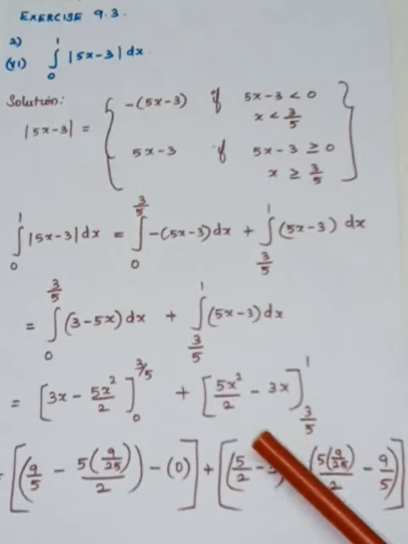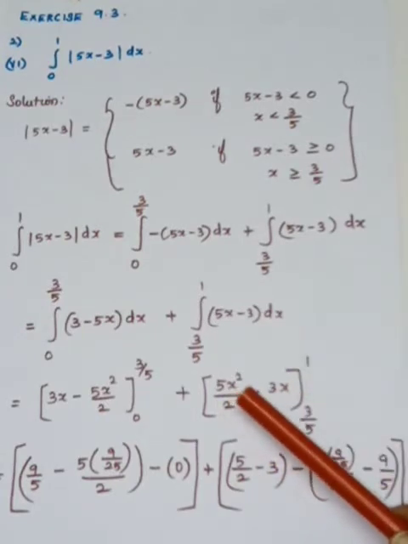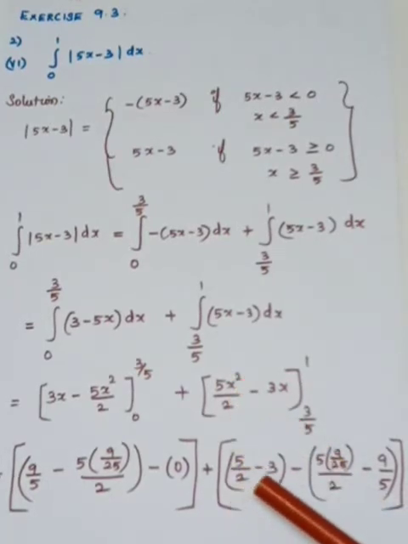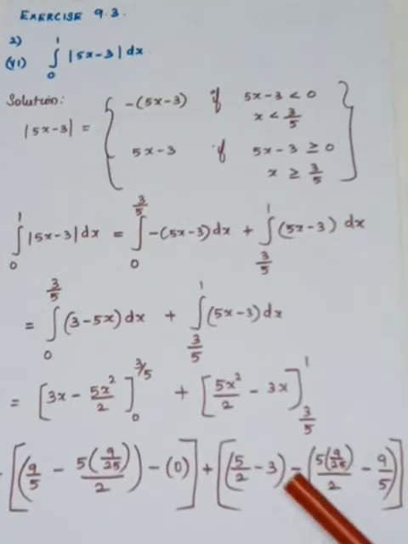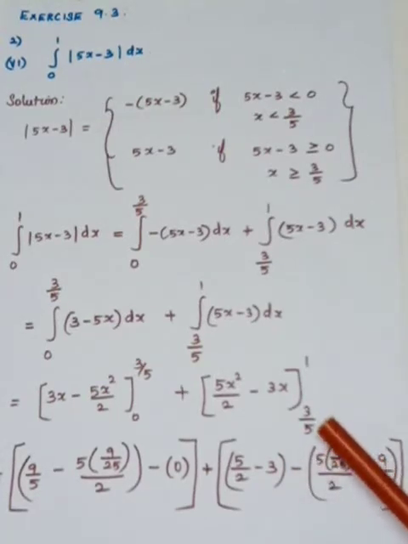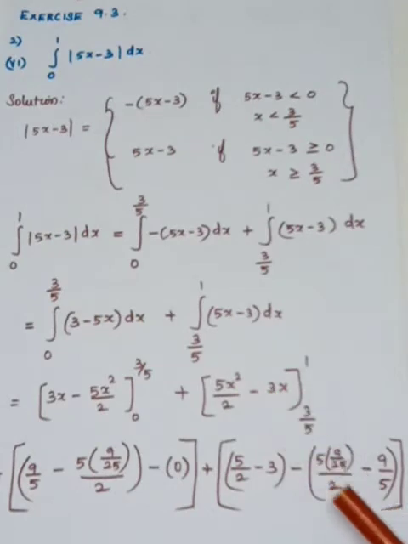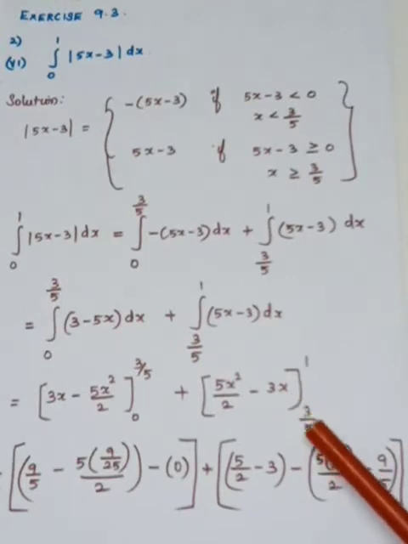Coming to the second term, the same way we have to apply the upper limit. Upper limit is 1. So in the place of x you have to substitute 1. So the first answer is 5 by 2 minus 3. Next you have to apply the lower limit. So before that you have to write minus. So first 3 by 5. When you apply here, it is 3 by 5 the whole square. That is 9 by 25. So 5 into 9 by 25 divided by 2 minus, in the place of x, if you apply 3 by 5, 3 3s are 9, 9 by 5.